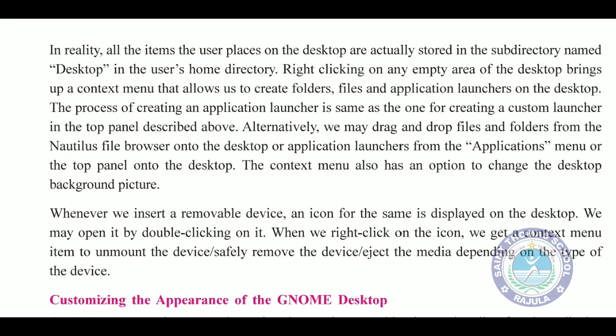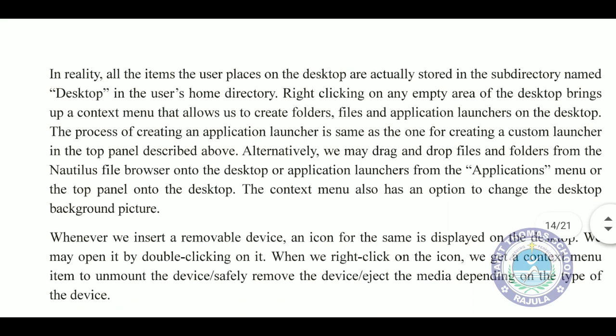Then whenever it is not needed or we want to remove it, we right click on that icon, and we get the context menu, and in that context menu some options appear: unmount the device, safely remove the device, or eject the media. Depending on the type of the device, these options will appear, and after selecting the option we can remove the external storage device.